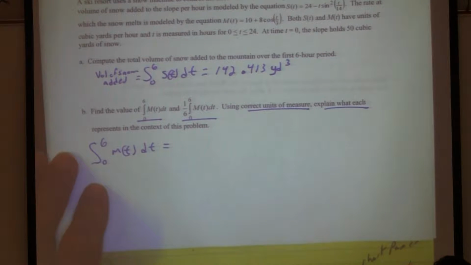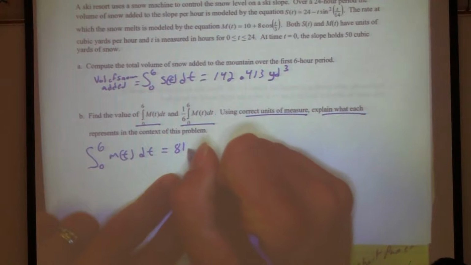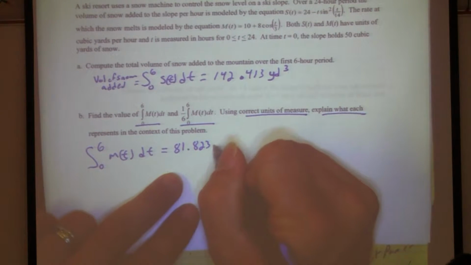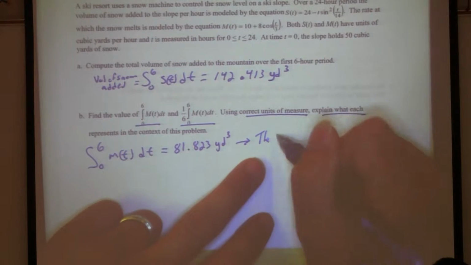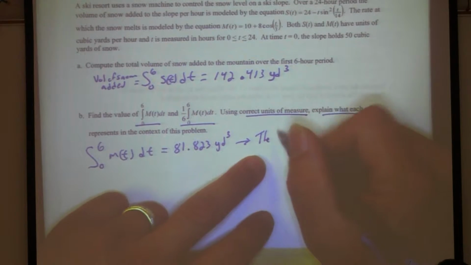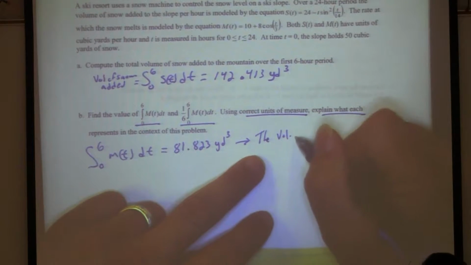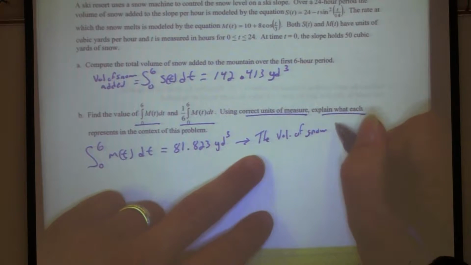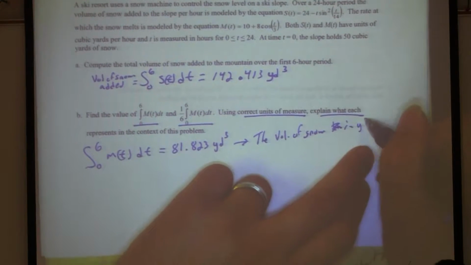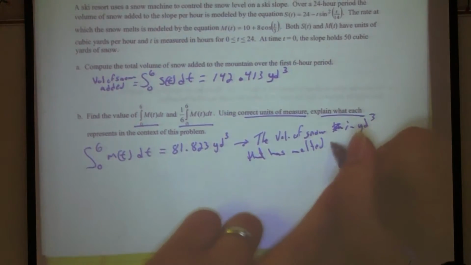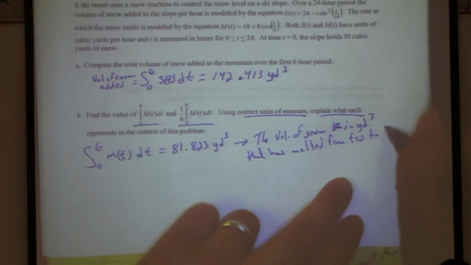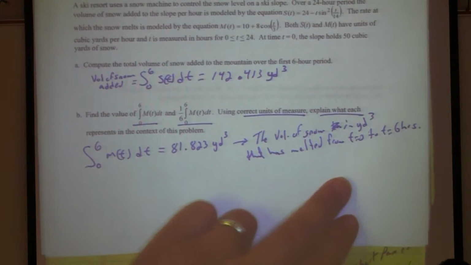So if you already saved your equations, you can just type it in with the bars and it makes it a lot easier, right? What do we end up with on that one? 81.823. What are my units? Cubic yards, or yards cubed, right? What do we say it represented? Instead of amount, we could say volume? Yep. The volume of snow, in yards cubed, that has melted from T equals 0 to T equals 6 hours. Easy?